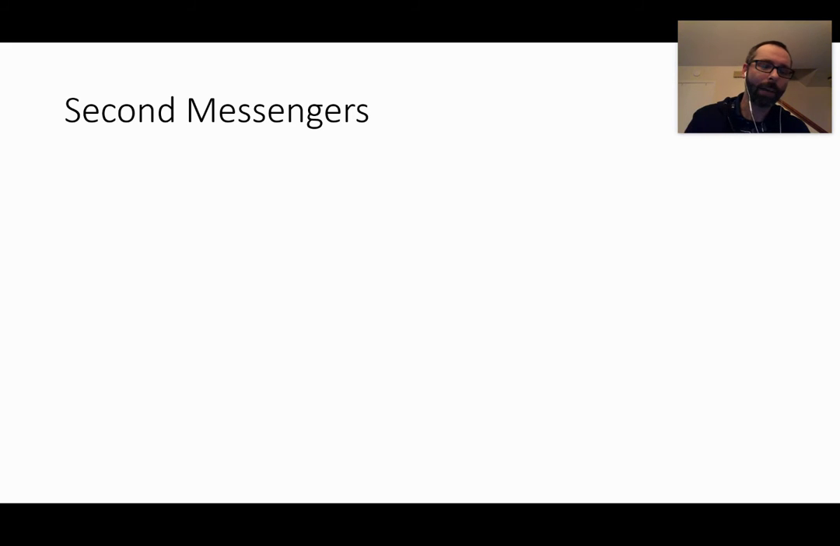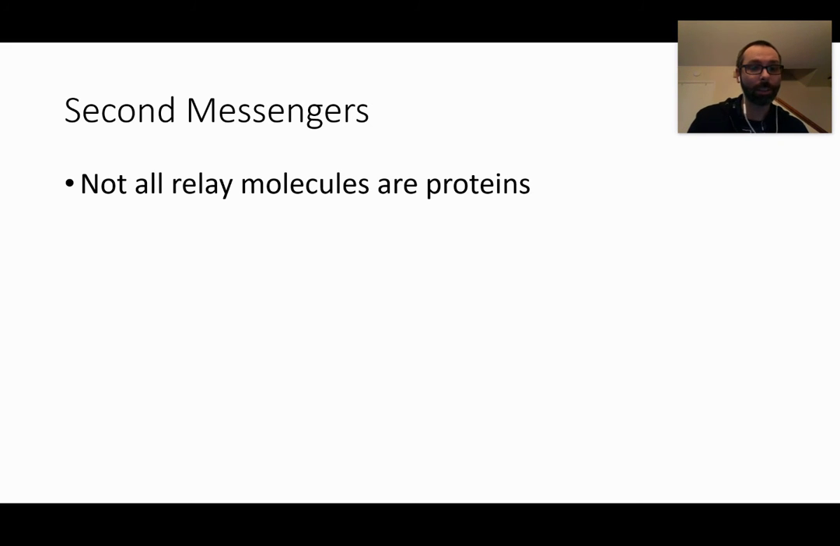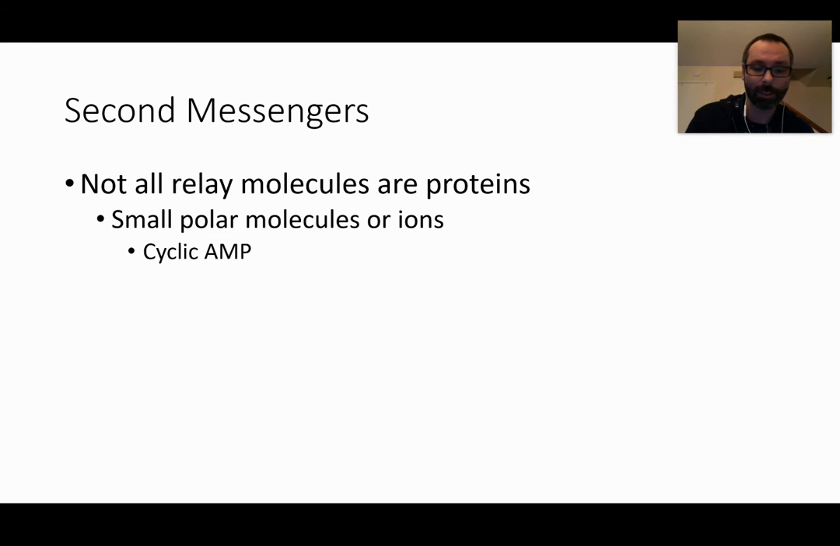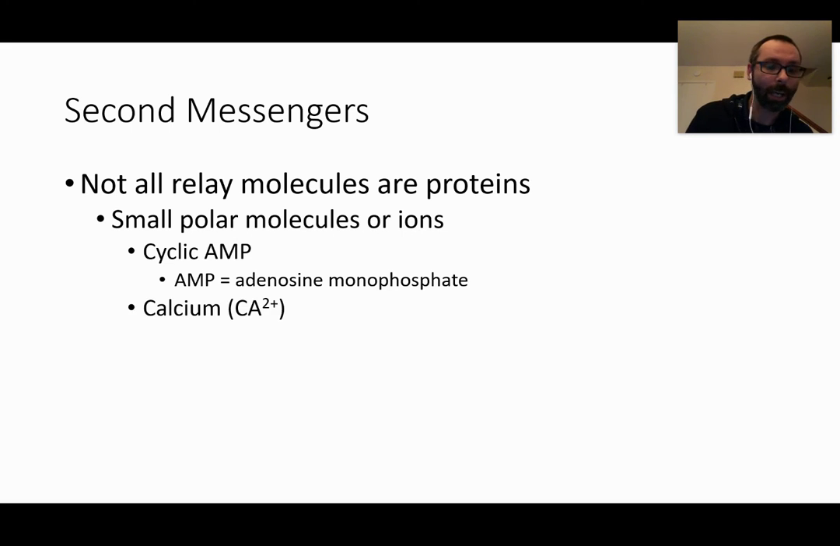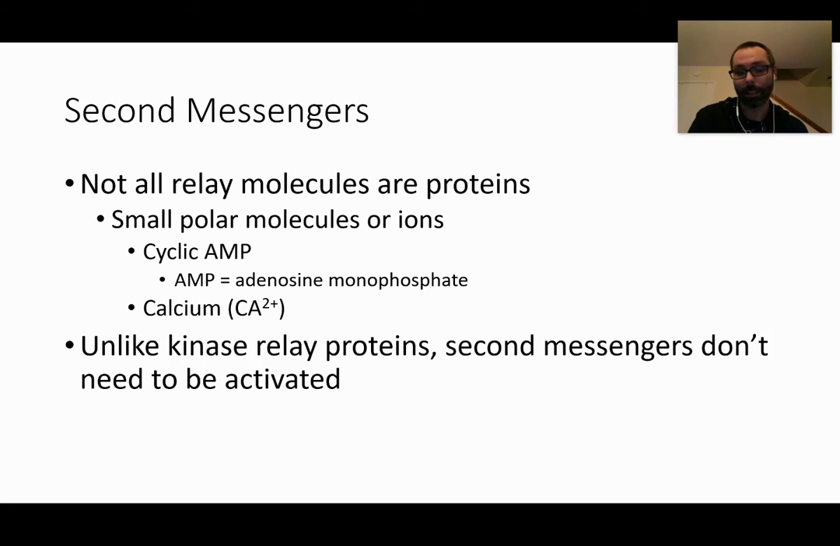We don't always have to use proteins in the cascade. In the relay race that we are running, most of the time they are proteins, but sometimes we can use small polar molecules or ions. For example, something called cyclic AMP is one that we will use, or calcium ions, right? Cyclic AMP is a molecule, calcium is an ion.